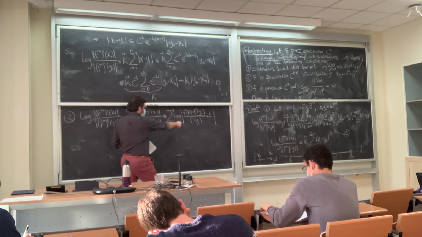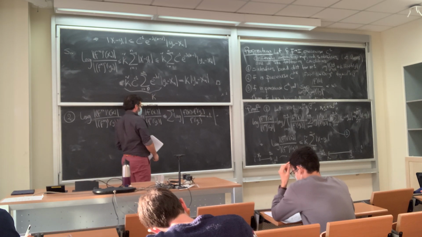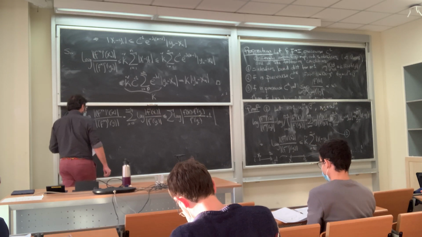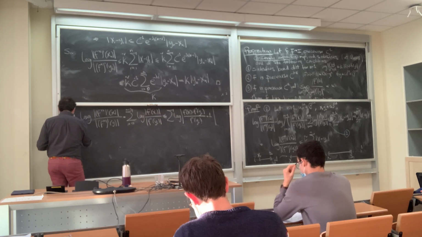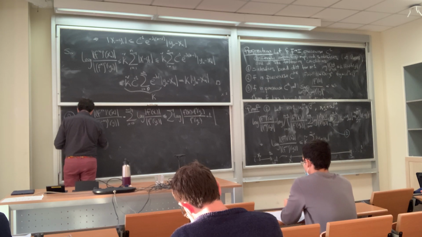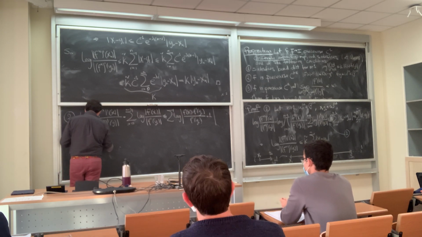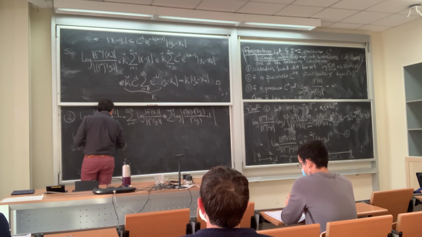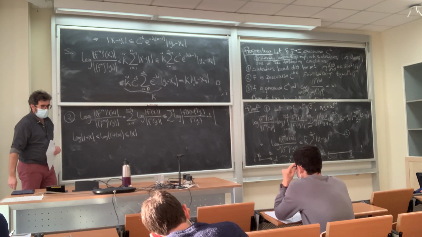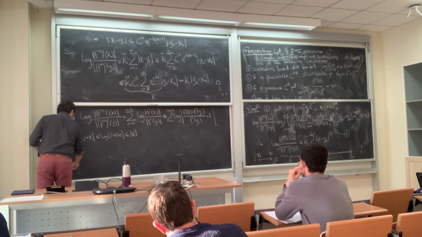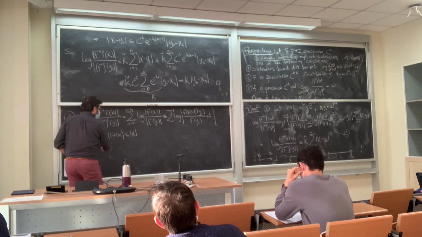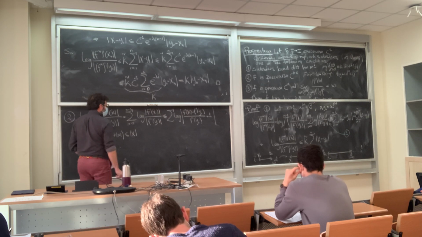Sorry, add and subtract f prime of yi, and I get that. And then here, this is just less than or equal to. Here we use a basic inequality that log of 1 plus x, in absolute value, is always less than or equal to log of 1 plus the absolute value of x, which is less than or equal to x. You can check this by looking at the graph of log of 1 plus x.